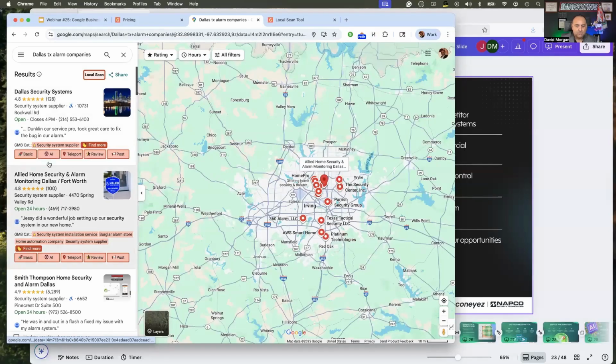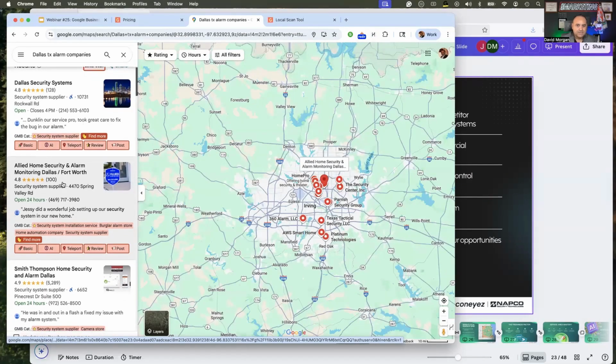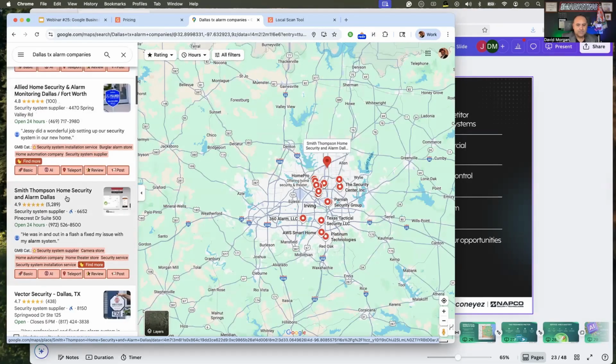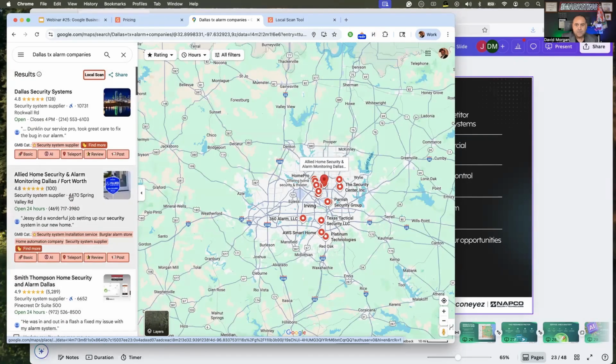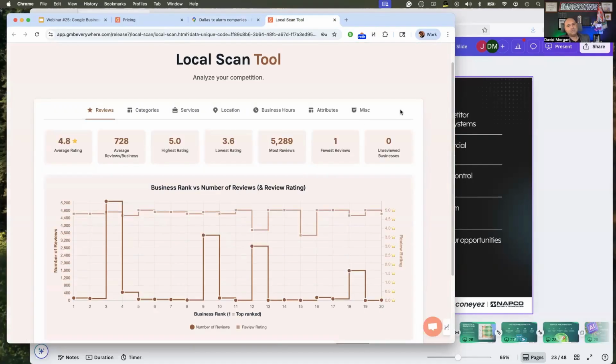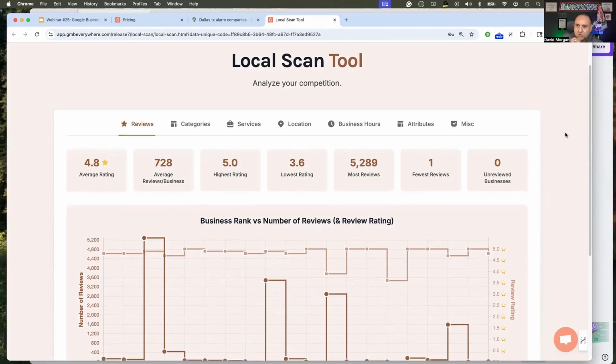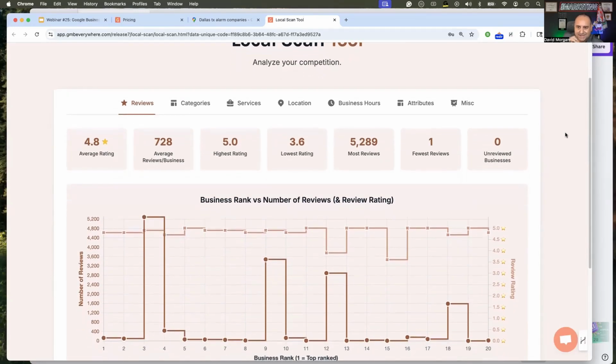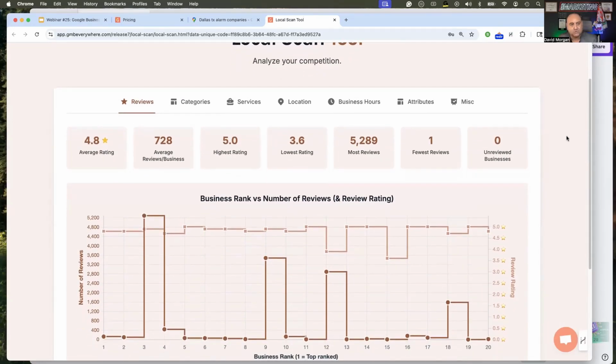Now, the first 3 results are Dallas Security Systems, Allied Home Security and Alarm Monitoring, and then Smith Thompson Home Security and Alarm Dallas. Now, all of this is fine and dandy. You're seeing some information here, but when you click on the local scan, let me show you what type of data and insights. So this is the local scan tool, and it gives you a lot of data and insights. Once again, this is for that search for Dallas.